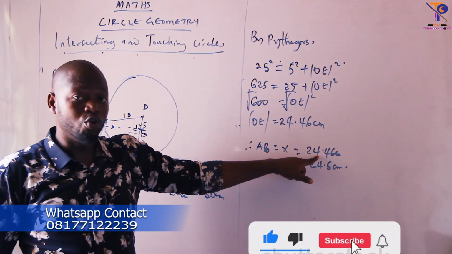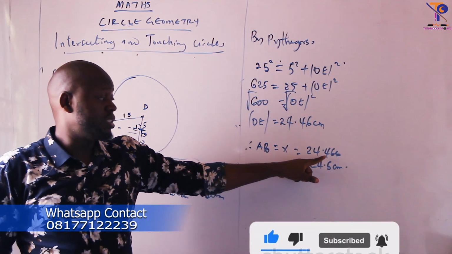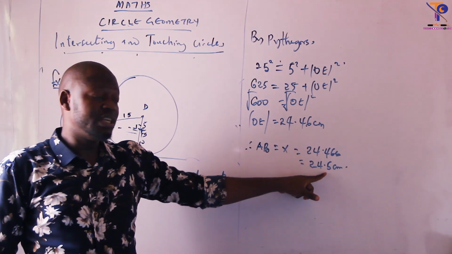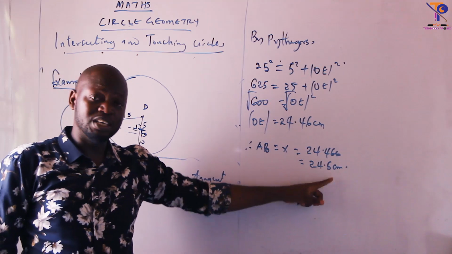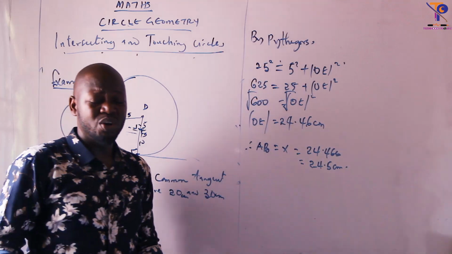If you round this to a whole number, ideally it is 24, because the next digit is not up to 5. So it's still 24. We can't keep rounding it, it's wrong. So that is what we have as our x. That's all about that.